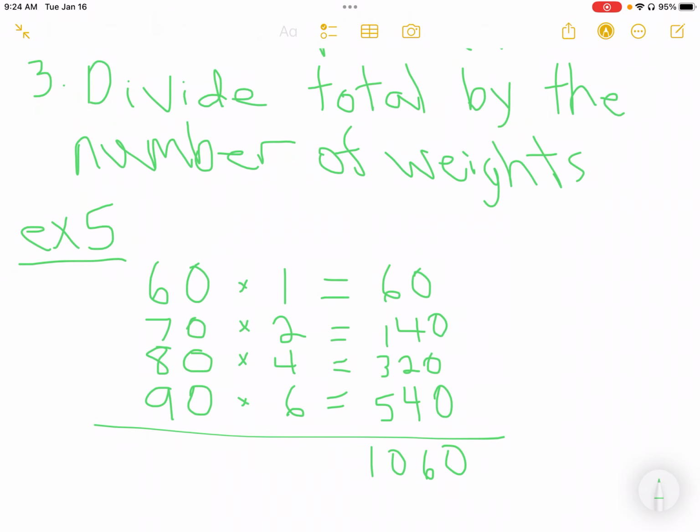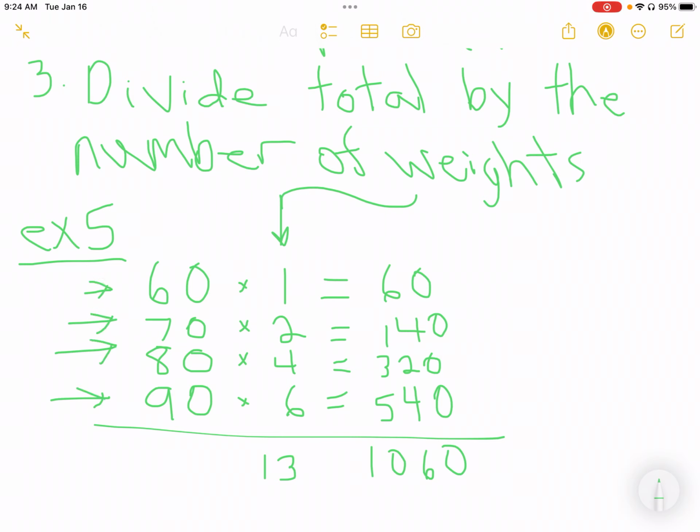My weights are these things in this column here, right? Those are my weights. Number of weights. So I have 3 plus 4, 7, and then I have 6. So that means I have 13 weights total, right? So it's like I have 13 test scores, for example. I had 6 scores that were 90, I had 4 that were 80, I had 2 that were 70, and I had 1 that was 60. Does that make sense? You can kind of see that, right?